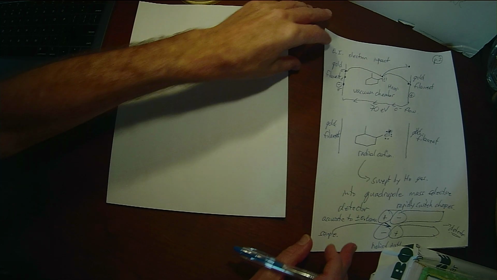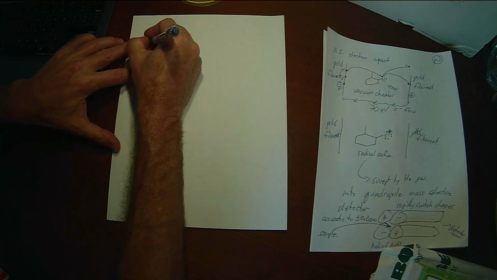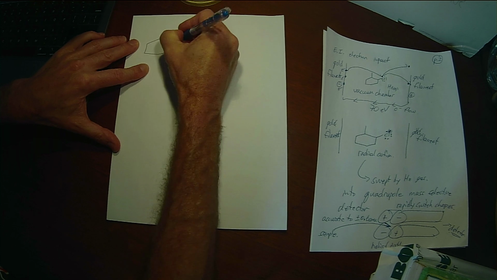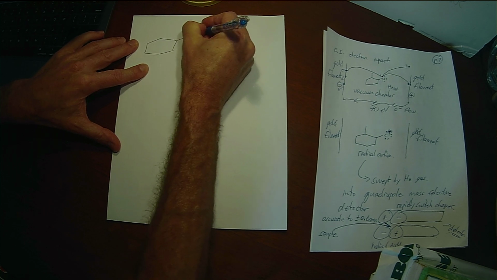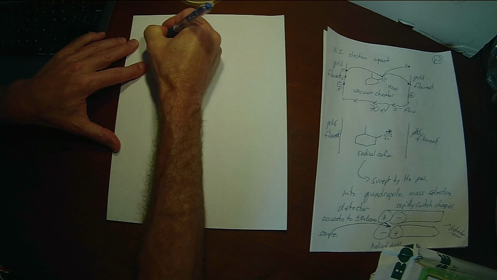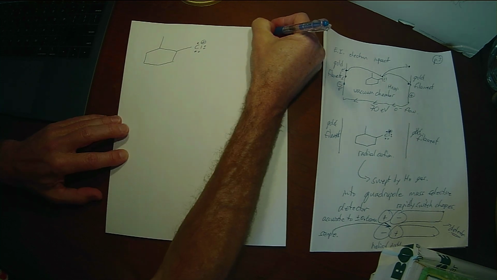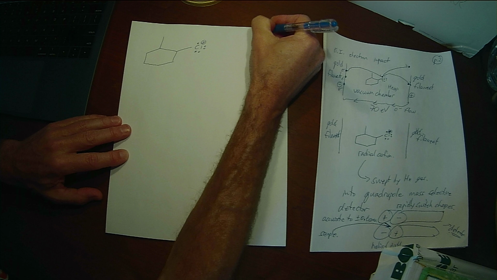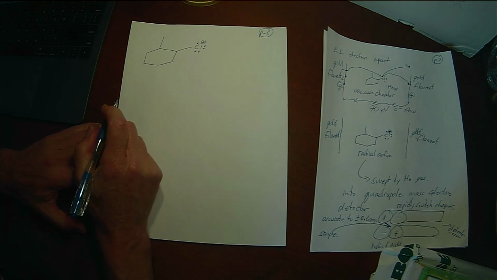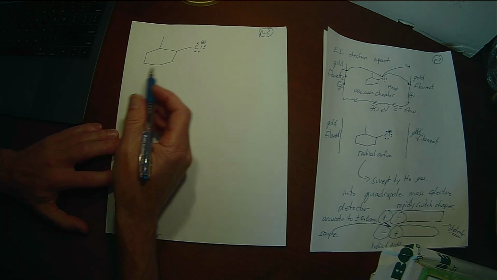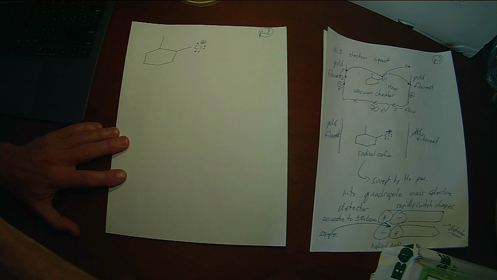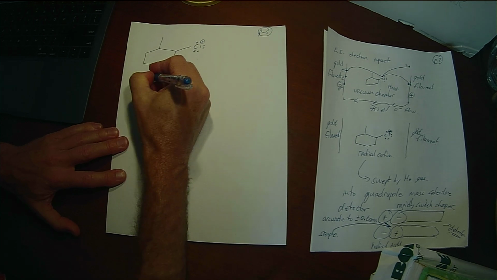So what happens is that radical cation, though, is not very stable. You know that radicals tend to be unstable. So in most cases, that radical cation is not going to make it through the quadrupole intact. It's going to start falling apart. Okay? There are two types of fragmentation that can occur.